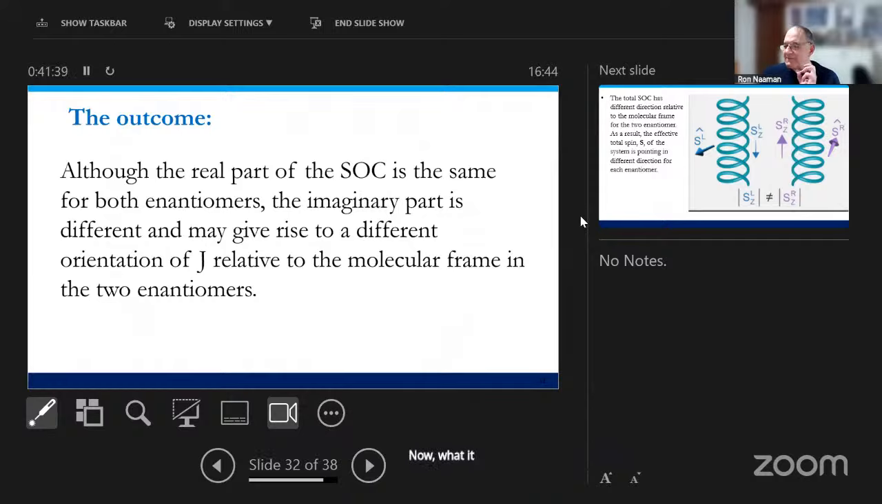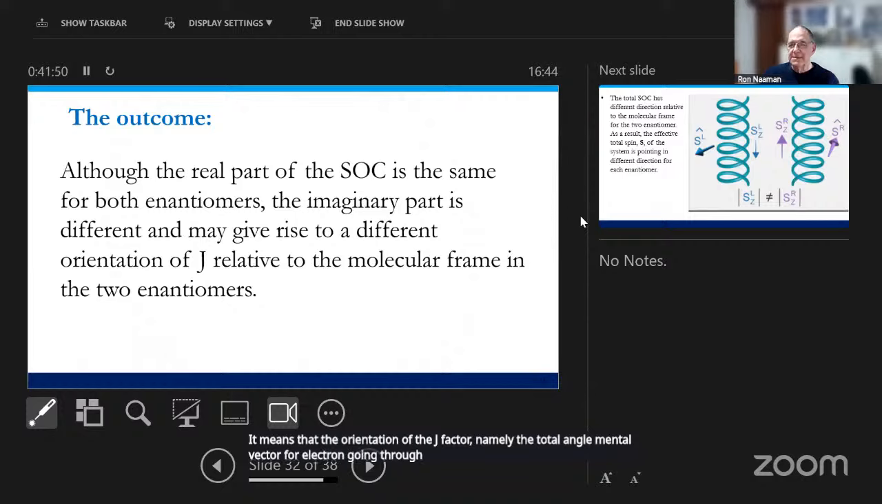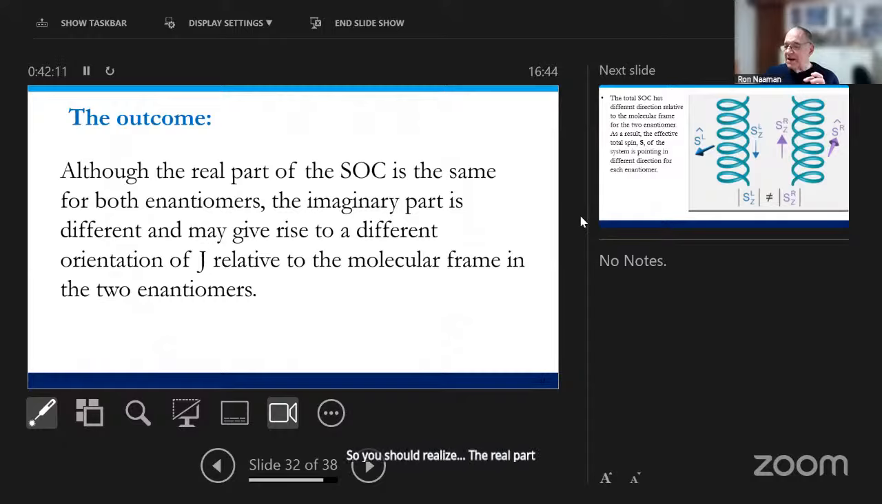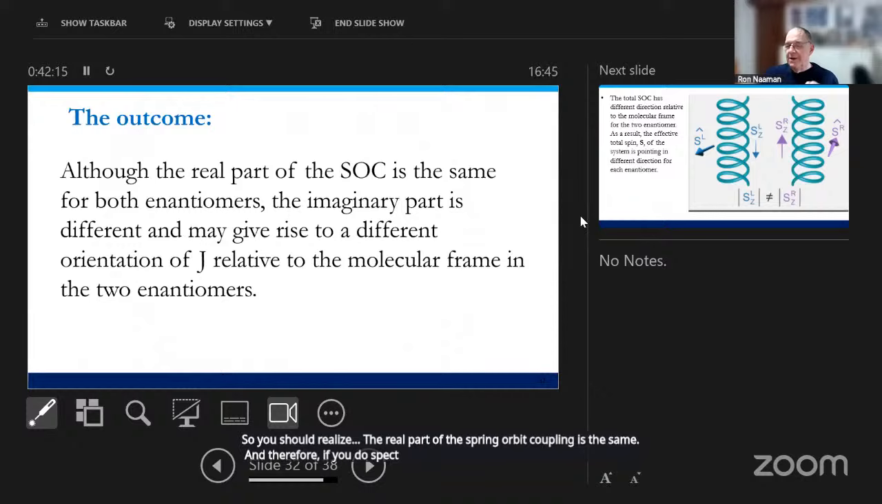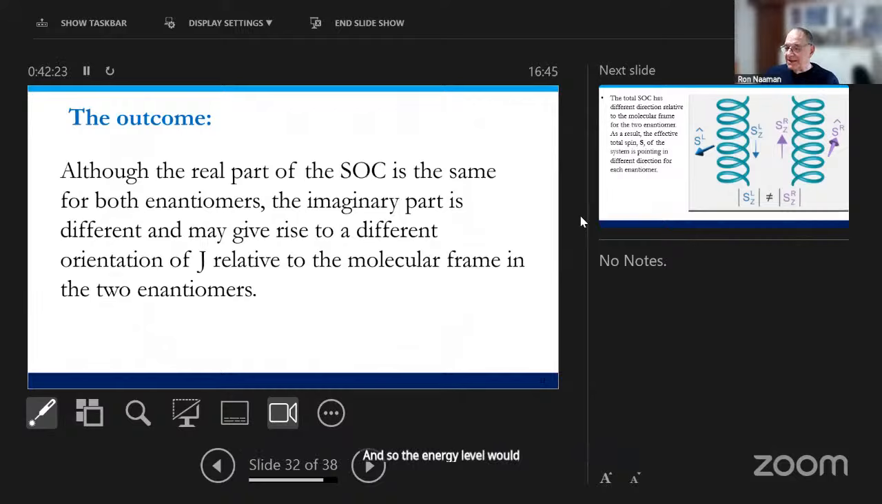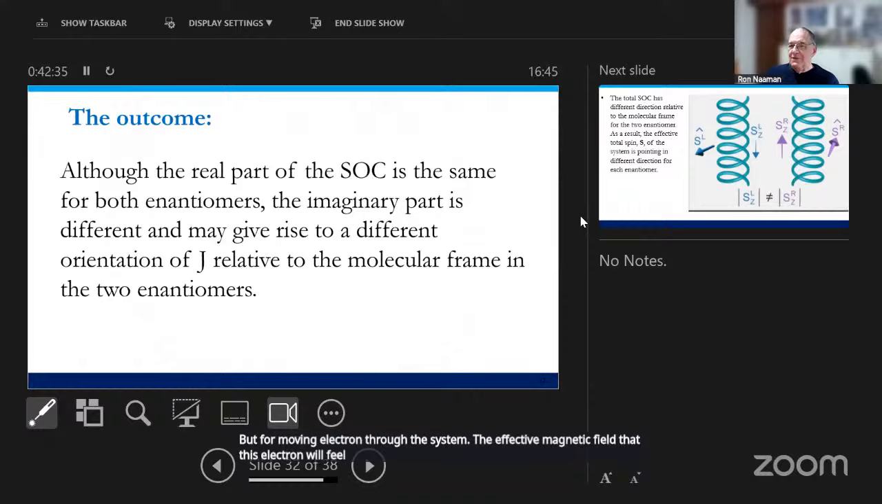Now, what does it mean that the imaginary part is different? It means that the orientation of the J vector, namely the total angular momentum vector for an electron going through the system, is different. When I speak of orientation, I mean orientation relative to the molecular frame, which is different for the two enantiomers. So you should realize the real part of the spin-orbit coupling is the same. And therefore, if you do spectroscopy, you will get the same J and so on. The energy levels will be identical. But for an electron moving through the system, the effective magnetic field that this electron will feel will be different.